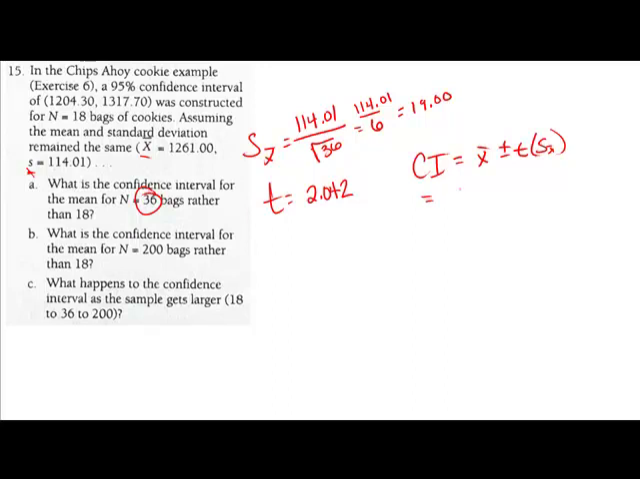So where are we? X bar, 1,261 chocolate chips in the cookies, plus or minus 2.042 times 19.00. 2.042 times my 19 equals 38.798. So that is actually going to round up to 38.80.